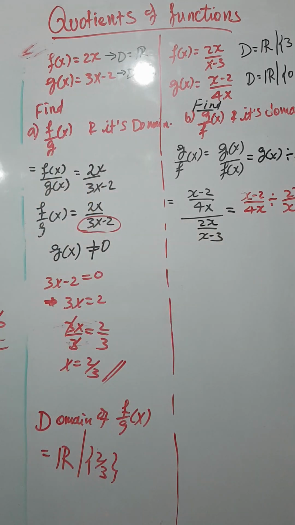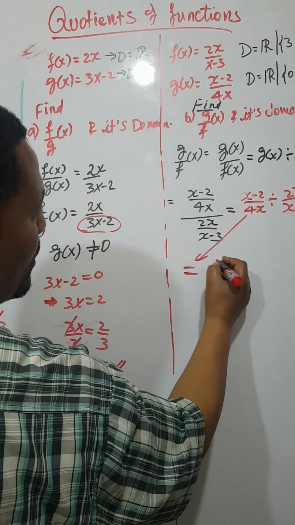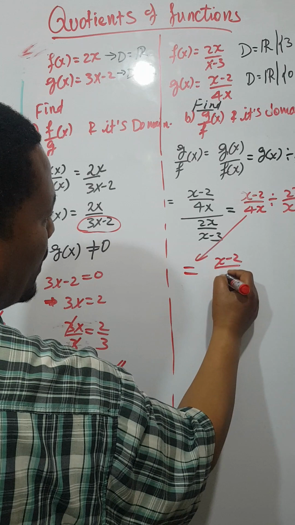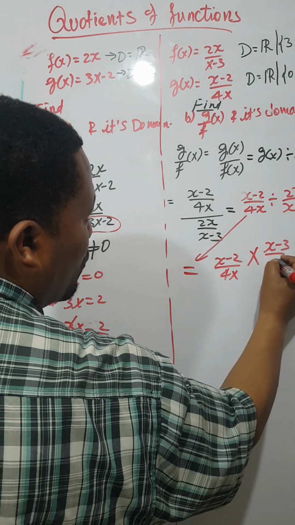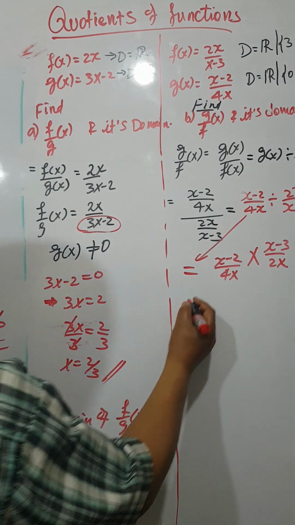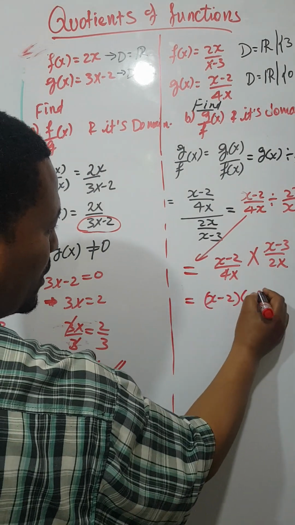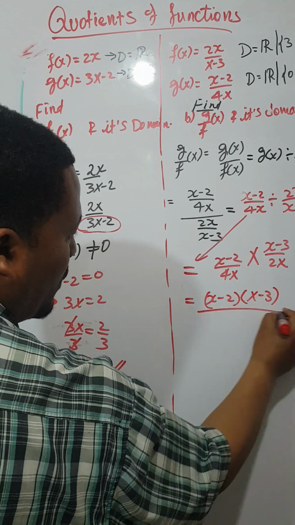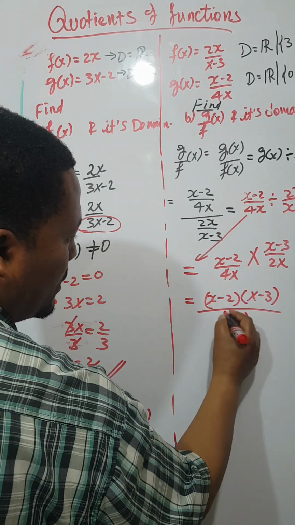When we flip it, what do we get? This is equal to x minus 2 divided by 4x, times x minus 3 over 2x. So this is equal to x minus 2 times x minus 3, divided by 4x times 2x.